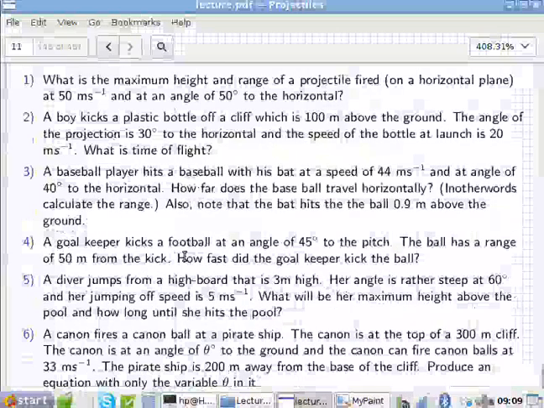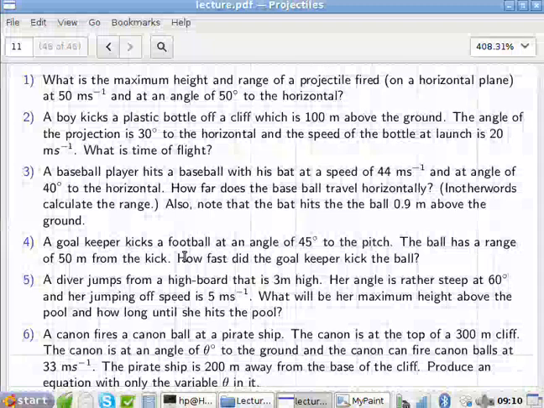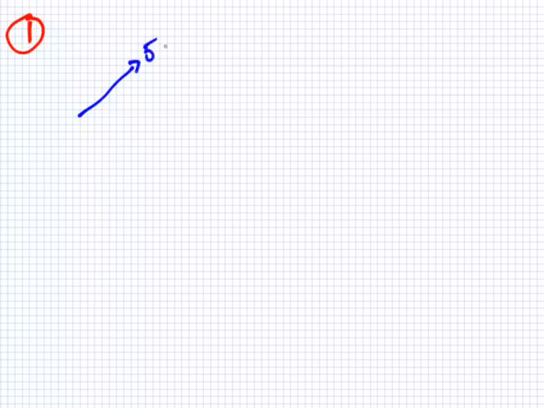What is the maximum height and range of a projectile fired at 50-50? Okay, so in the first one here, I also have one question to do from the last one too. I'll do that as well. Okay, so it's fired here at 50 meters per second, at an angle of 50 degrees.